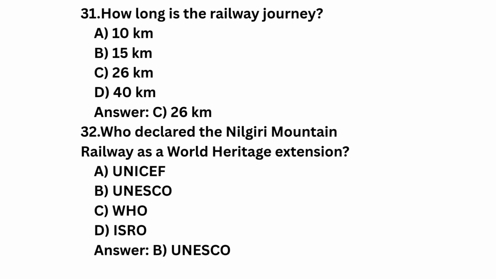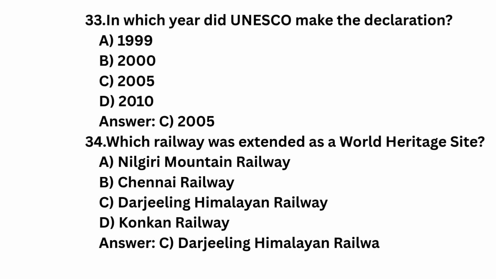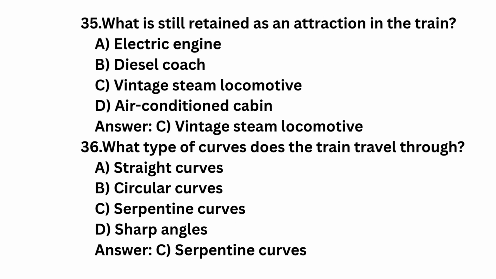Answer 26 km. Who declared the Nilgiri Mountain Railway as a World Heritage Extension? UNICEF, UNESCO, WHO, ISRO. Answer UNESCO. In which year did UNESCO make the declaration? 1999, 2000, 2005, 2010. Answer 2005. Which railway was extended as a World Heritage Site? Nilgiri Mountain Railway, Chennai Railway, Darjeeling Himalayan Railway, Konkan Railway. Answer Darjeeling Himalayan Railway.